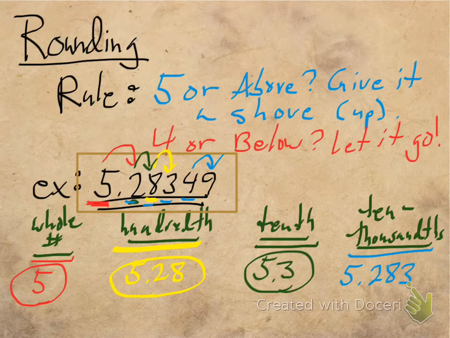5.283. Notice none of those digits changed, but the 4, the one in the ten-thousandths place, because of the 9, is going to go up to a 5. All right? And now we have successfully rounded the exact same number to 4 different decimal places. And so that should be a nice review of rounding.